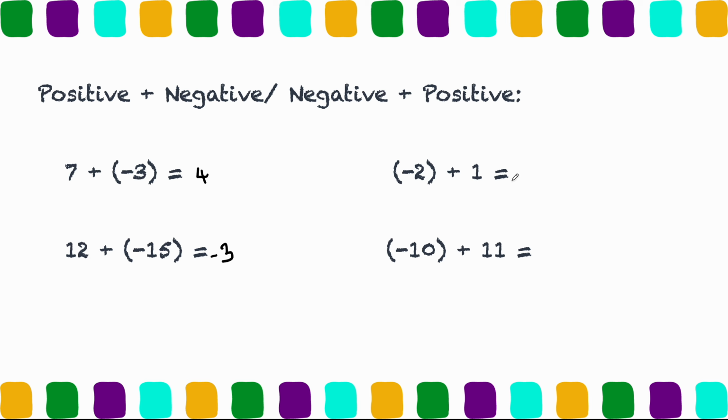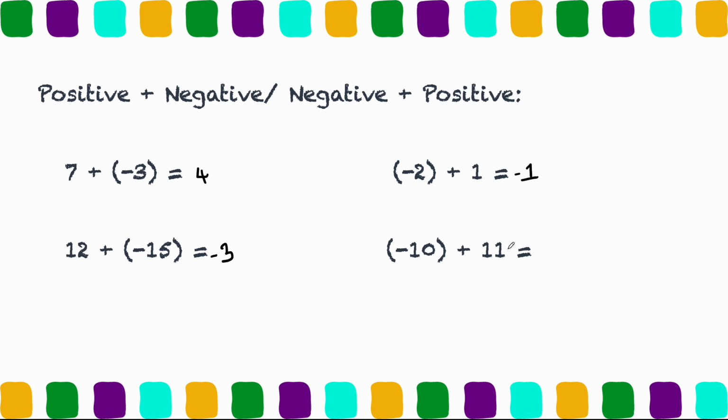Now on to the next. We have negative 2 plus positive 1. Once again, we're going to subtract. When we take 1 from 2, we would get 1. And we're going to take the sign of the larger number, and 2 is larger, so therefore it will be negative 1 for our answer.